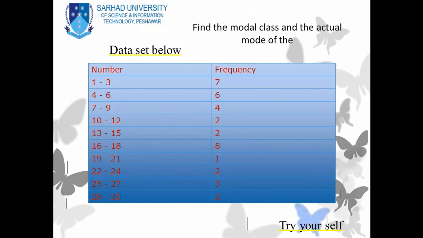First of all, the class boundary continues, and the maximum frequency in this data is 8. So the mode lies in this class. Now f1 represents 2, and this one represents f2. So try yourself and put the term values in the formula. You can easily get the mode result.